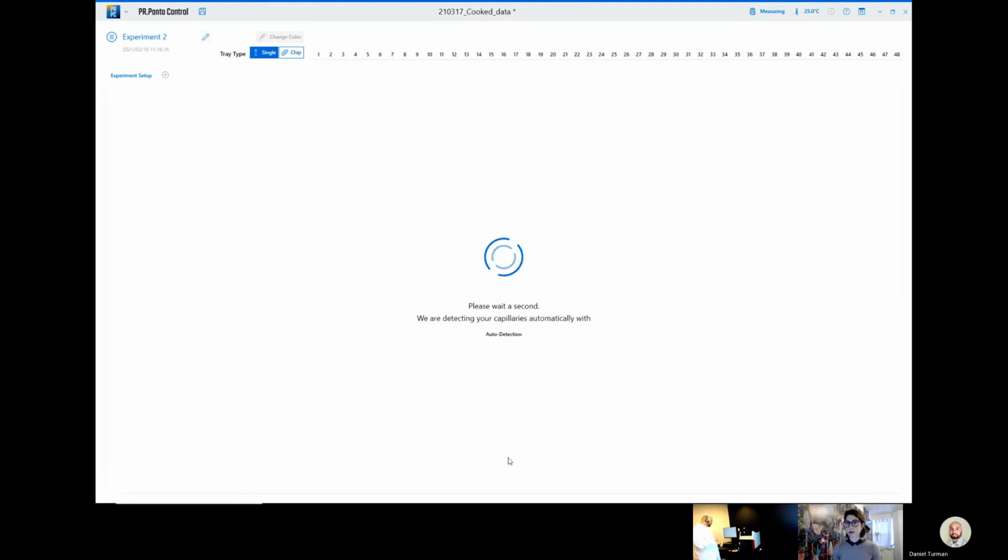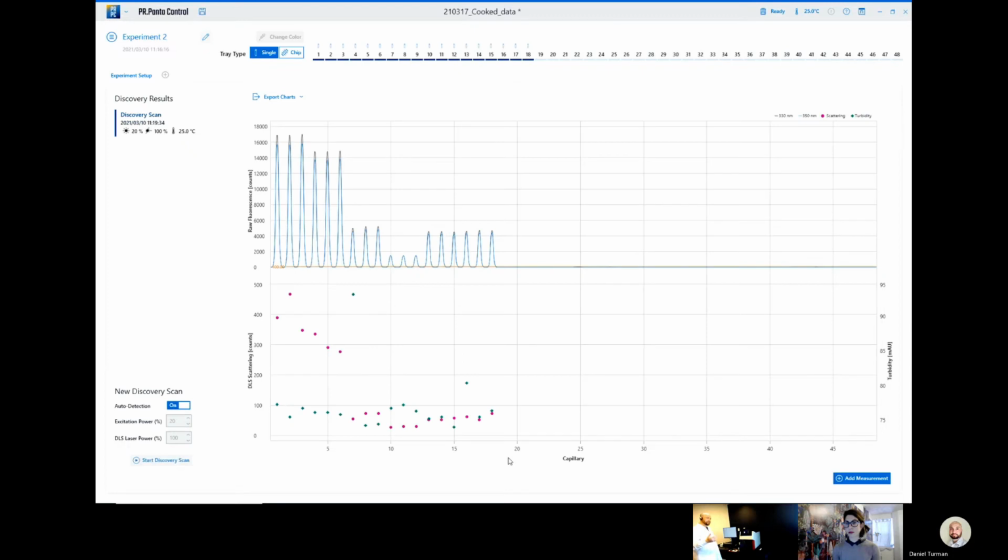Things to remember for DLS: keep your sample concentrations for a small protein above around 0.4 to 0.5 milligrams per milliliter. As you get into larger proteins, things that are much bigger than, say, lysozyme, they scatter more, so you can use much less concentration. For nano DSF, you can actually go down to 5 micrograms per milliliter with our high sensitivity capillaries.